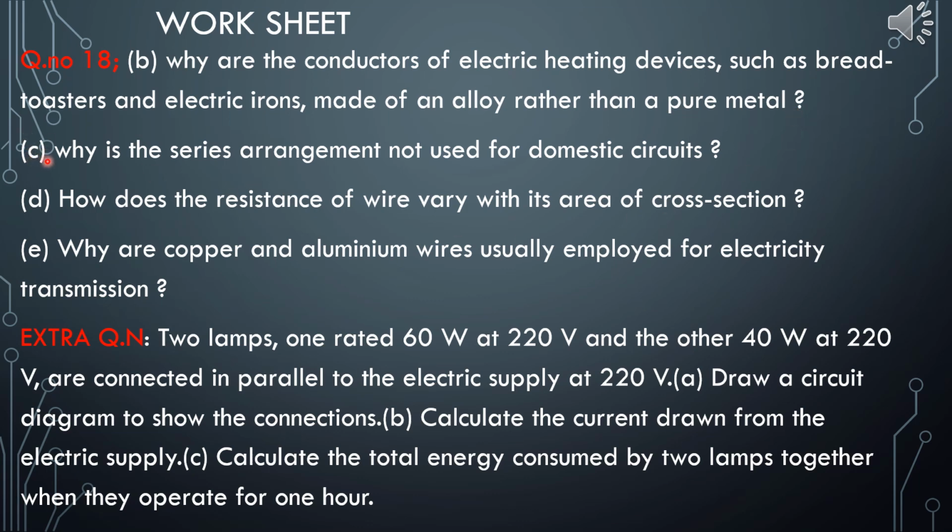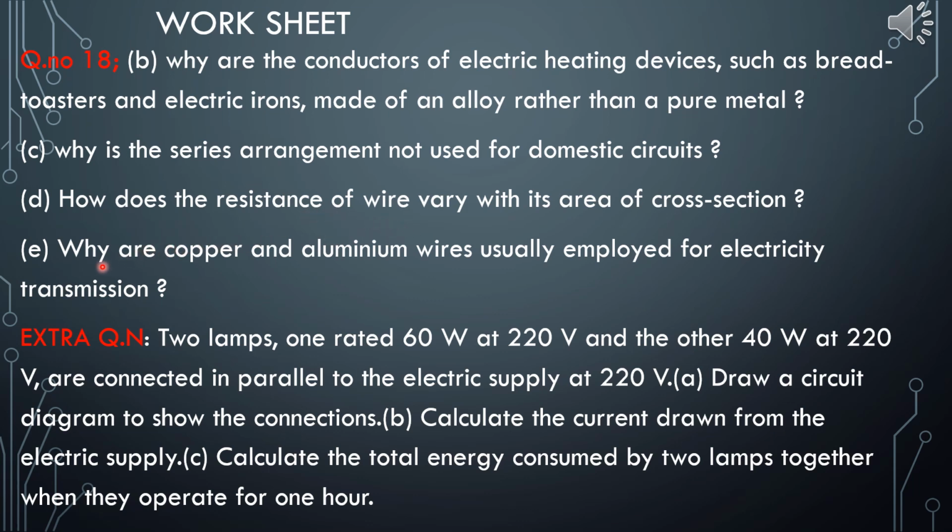The question number 18C is, why is the series arrangement not used for domestic circuits? Here you need to write what is the disadvantage of series connection. That helps people understand it is not correct in domestic circuits. And question number 18D is, how does the resistance of a wire vary with the area of cross section? You have learned that as the cross section area increases, resistance decreases. So based on that, writing the formula, you must tell about its proportionality.